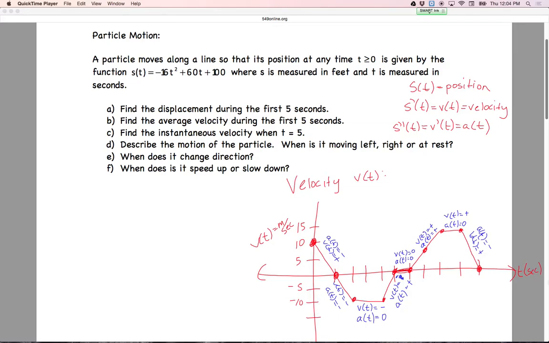If velocity's negative and acceleration's positive, what are you doing? You're slowing down. If velocity's positive and acceleration's positive, you're speeding up. So what can we summarize as the relationship between velocity and acceleration? If they're opposite signs, it's slowing down. If they're same signs, it's speeding up. So let's write that down. If velocity and acceleration, here we go.